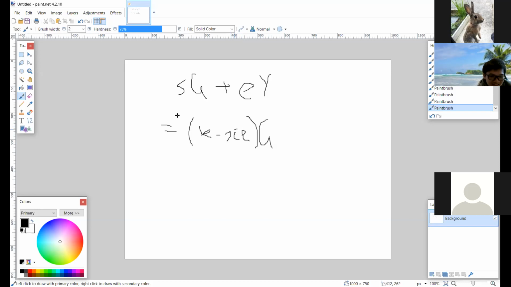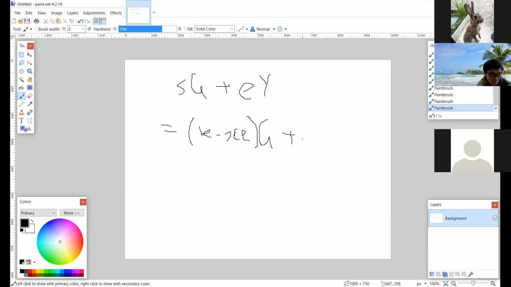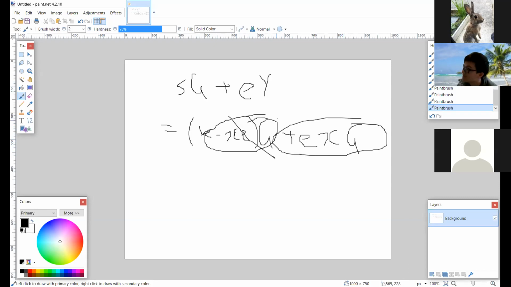Yeah. So we've got S times G plus E times Y. So we'll replace S with this equation K minus XE from here. And we replace the EY with E times our secret key X times G, because that's the definition of Y. And now you should be able to see that this minus XEG and this plus EXG cancel out, and you just get K times G, which should equal R.